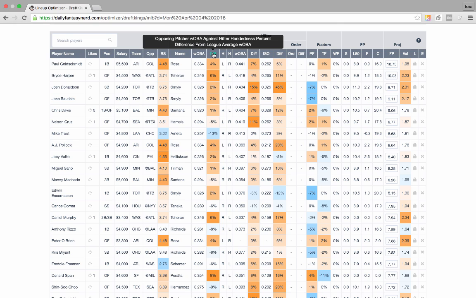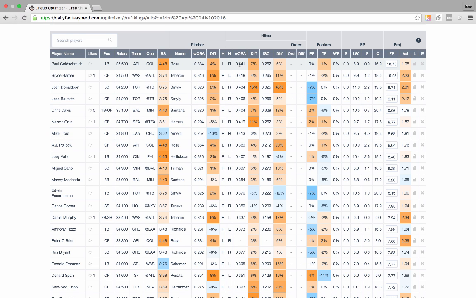And this diff here is the percent difference from this wOBA and the league average. So essentially you want to look for opposing pitcher matchups that have wOBAs worse than the league average. And so we'll show you that percent difference here. So Jake Arrieta's wOBA is a lot better than league average, so it's actually a negative percent impact on Mike Trout.